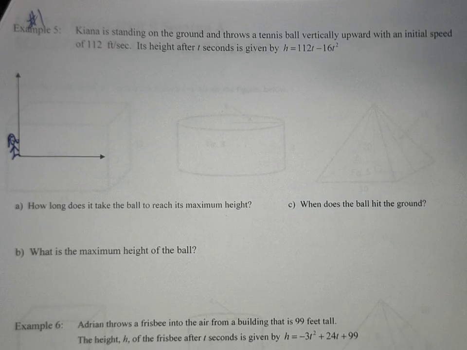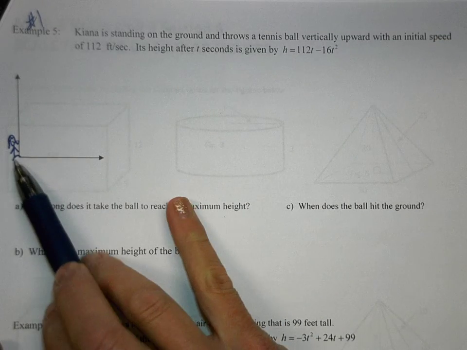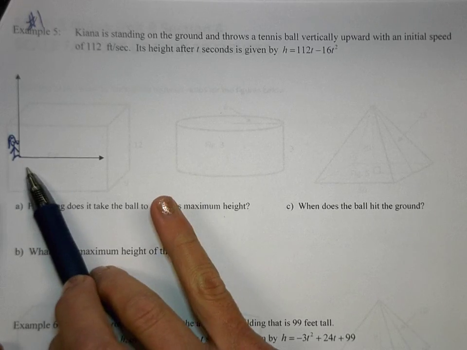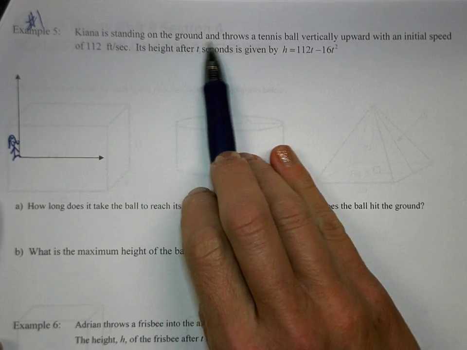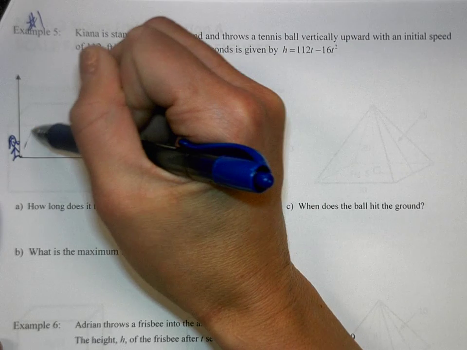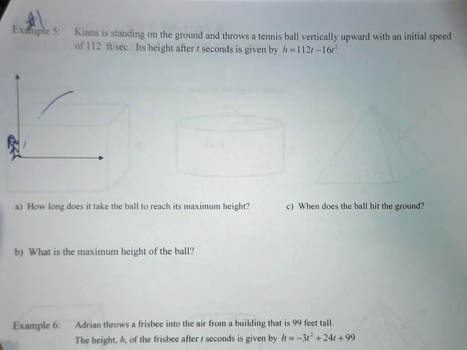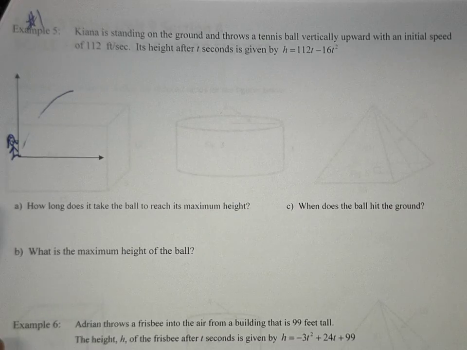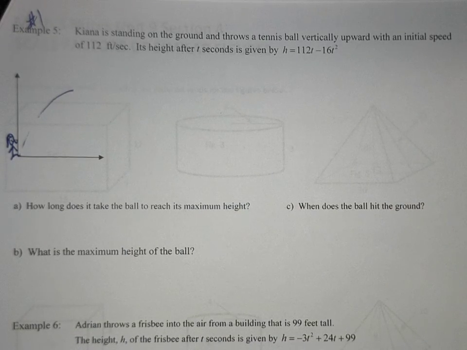So Kiana, she's on the ground. Notice how she's sitting here on the ground, or standing, whichever you want her to be. And she throws a tennis ball. So she is throwing this tennis ball up. And if you notice, what kind of shape happens when you throw something? An arch. And it is specifically called what? A parabola. Quadratic function. If you look, that was the title.